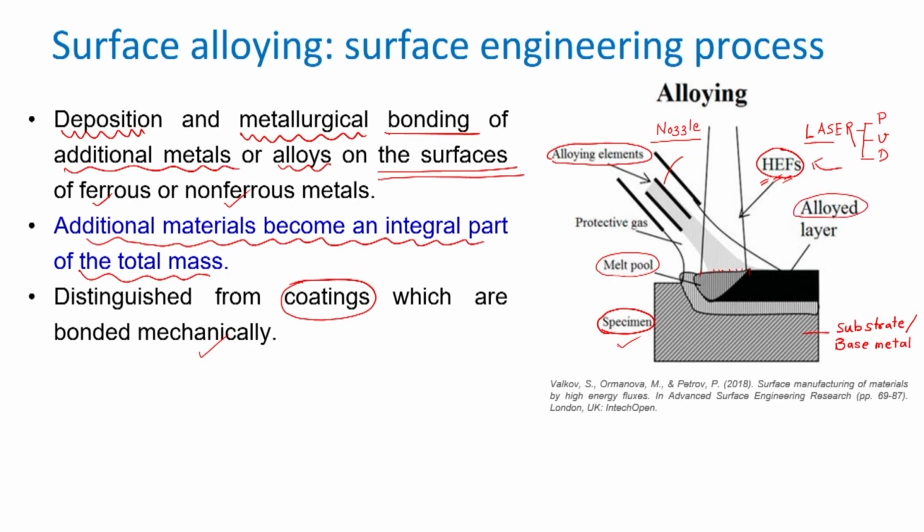Now, to protect the molten metal from oxidation, we are using some inert, protective gases, and in general argon is used as the protective gas.